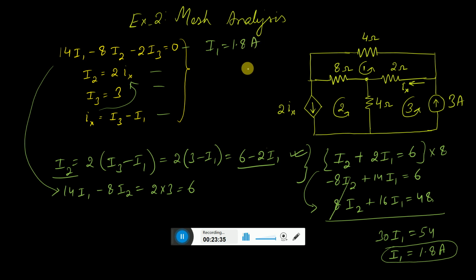By substituting that, the value of I3 is already there. It is 3 amperes, and then Ix, okay, let us write I2 also.